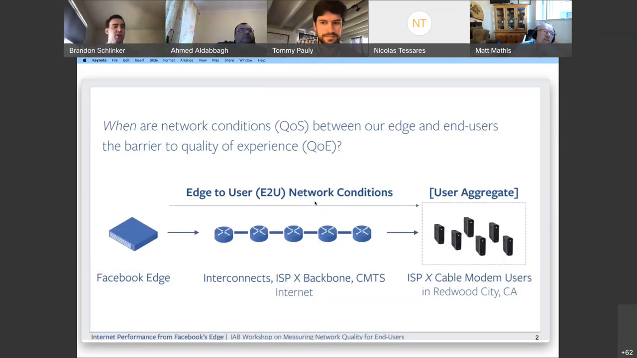There we go. So I'm going to be talking today about how Facebook understands when network conditions between our edge and end users are the barrier to quality of experience. We're trying to measure the path between our edge, shown on the left here, and all the components in that path, including things like how the cable modem at the end of the path handles AQM for the uplink for different aggregates of users. So the user aggregate on the right here is all ISP users or cable modem users in Redwood City. We break up users by geospatial aspects and also by their connection type and by their provider. Next slide.